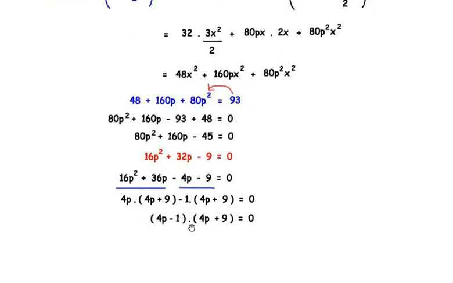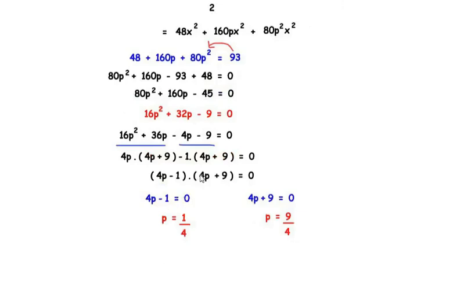Now we have to equate them equal to 0, giving us 4p minus 1 equal to 0 and 4p plus 9 equal to 0. Taking negative 1 on the other side of equal to sign, we get 4p is equal to positive 1, and 4 goes on the other side and divides 1, giving us the first value of p as 1 over 4. Now taking this positive 9 on the other side of equal to sign, we get negative 9, and taking 4 on the other side, it divides negative 9, giving us the value of p as negative 9 over 4. So these are the two values of p which we have got over here.